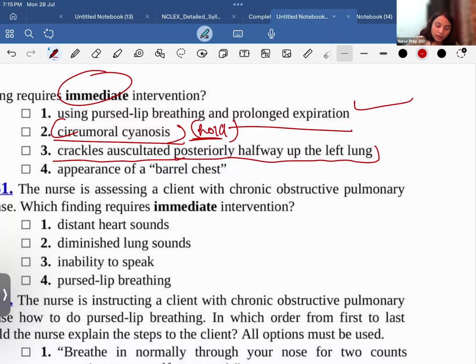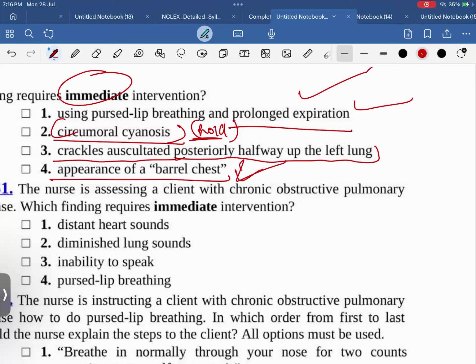Okay. Next, appearance of barrel chest. It's a normal sign and symptom of emphysema. Everybody knows this, yes or no? Yes, ma'am. Bilal Khan? Yes. This is expected.